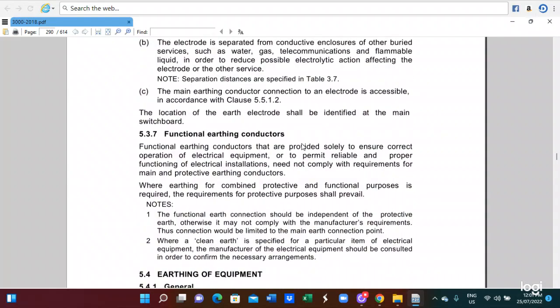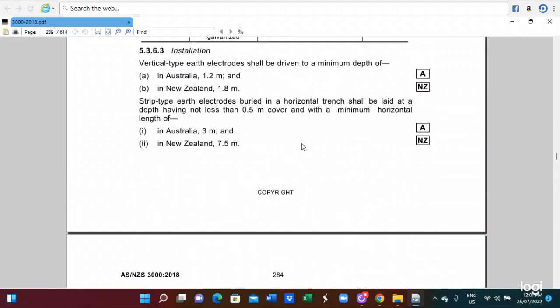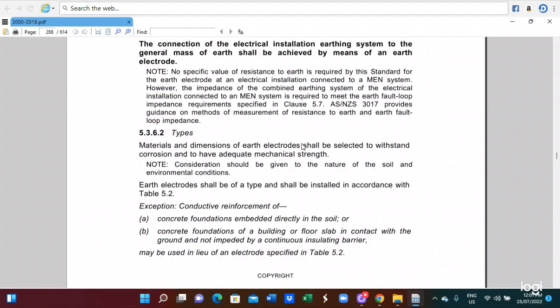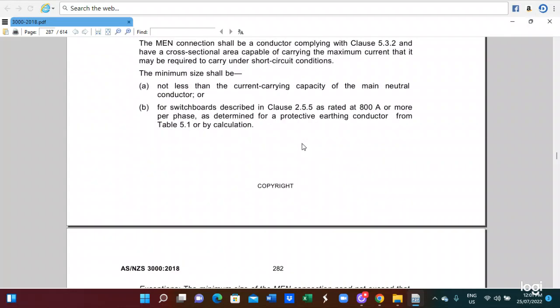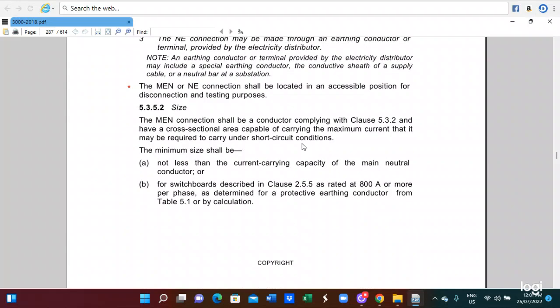So this is a size, and we are going to share with the conductor, clause 5.3.2. The cross-sectional area can carry the maximum current that may be required to be carried. So in this case, the minimum size shall not be less than the current carrying capacity of the main neutral conductor. So this is the important aspect of this one. The other aspects, I have to tell you about how the protective earthing conductor has to be done.